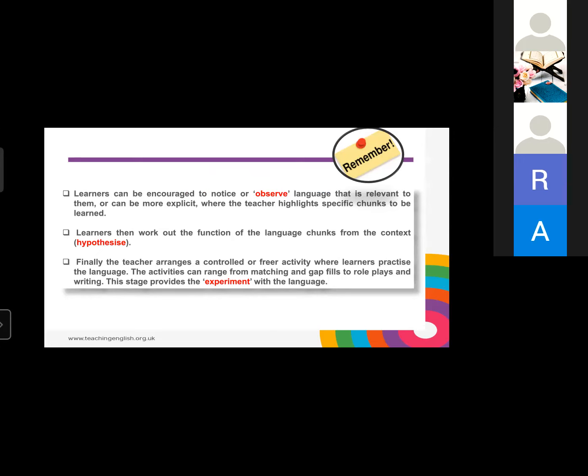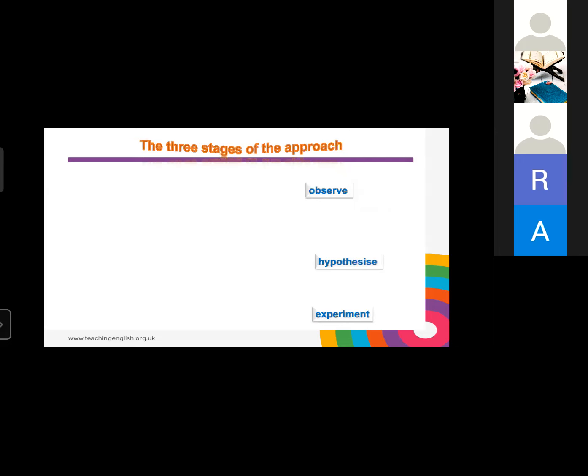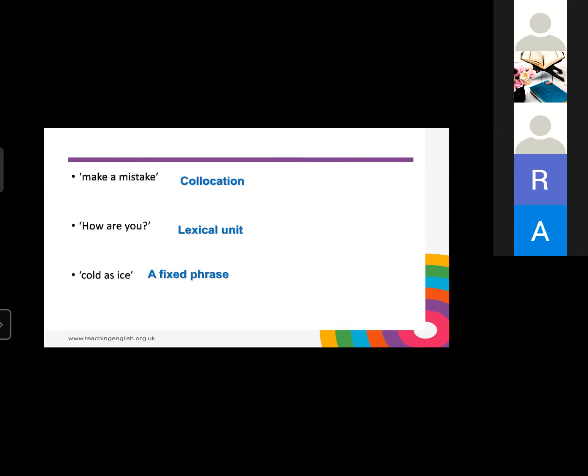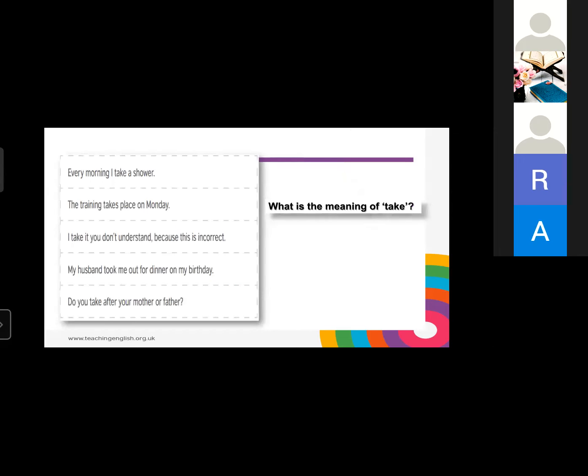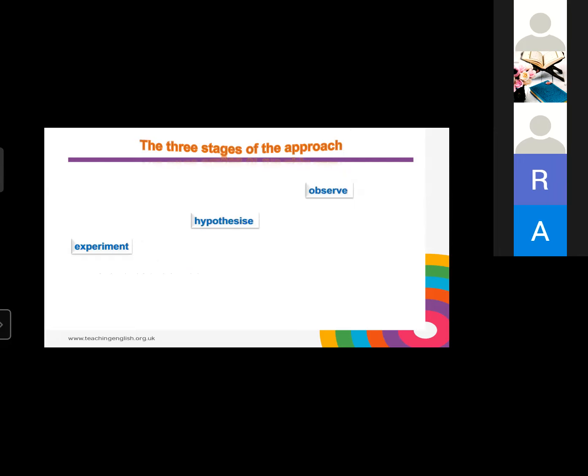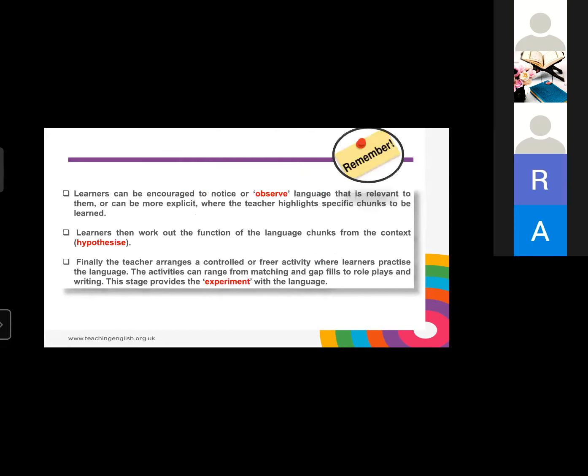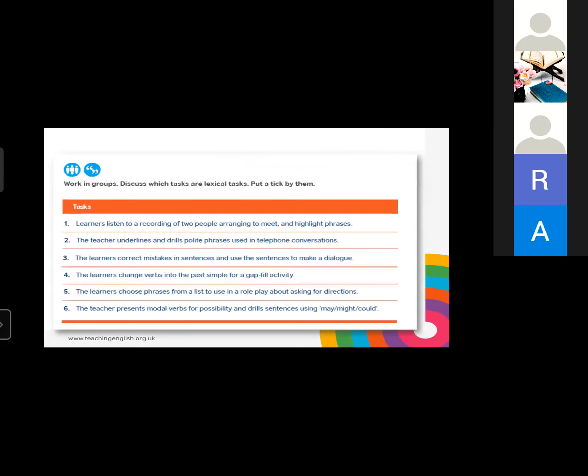So here in this approach, they learn some fixed information, like what we have mentioned before: collocations, lexical units, and fixed phrases. They learn them as the teacher gives them the observe and the hypothesize, and of course at the end they experiment. They try to fill in the gaps or choose the right words or the correct answers. Okay, so here I'm going to skip this task.